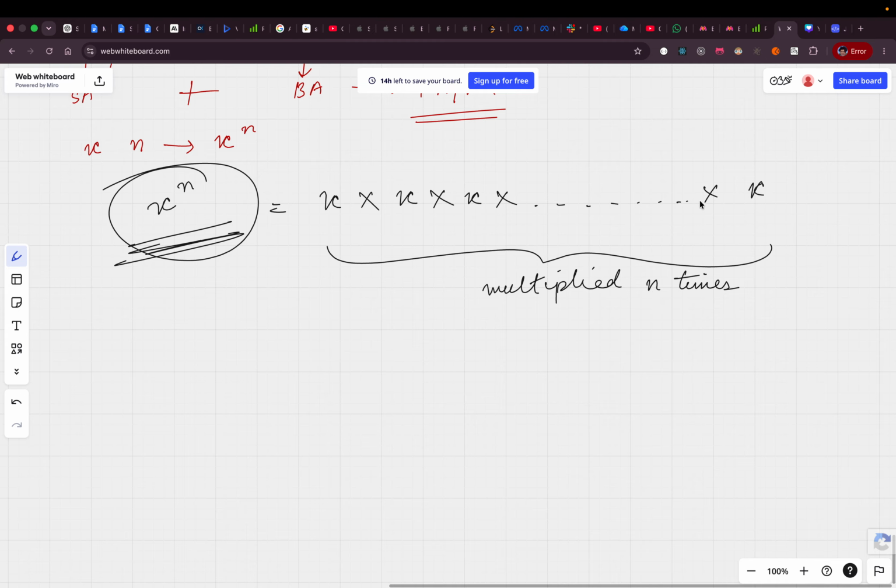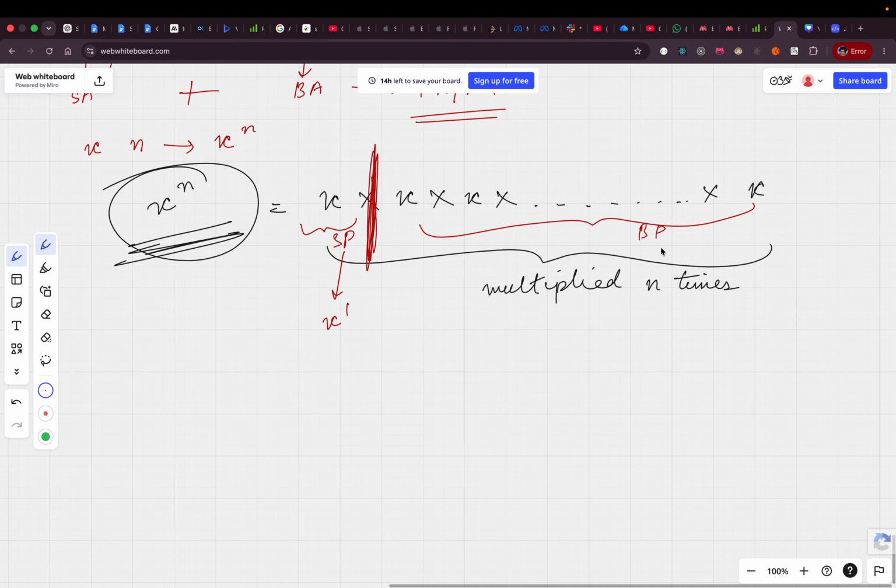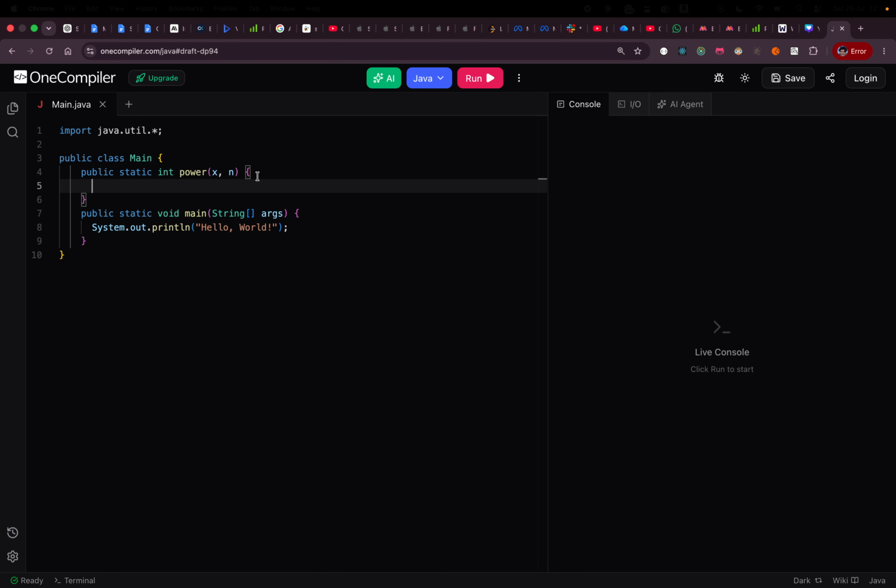So now if I have to divide this problem, how will I divide it? I can divide it in this way. This is my smaller problem and this is my bigger problem. So my smaller problem is what? Just 1x, x power 1. And the bigger problem is what? The bigger problem is x power n minus 1, because now n minus 1 x's are left. Isn't it? So I will divide it in this manner. That is what we'll do in the code as well.